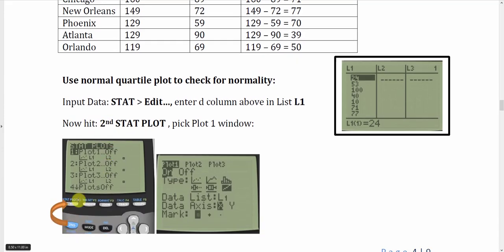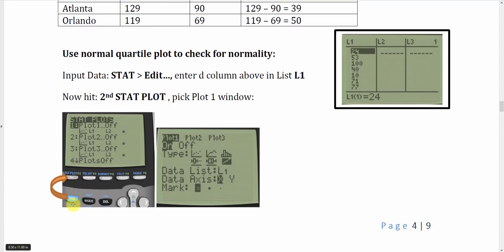Now we hit second Stat Plot, the blue one, to get to the Stat Plot. Second Stat Plot gets you to Plot 1. Make sure you turn on Plot 1. Okay, so enter Plot 1.